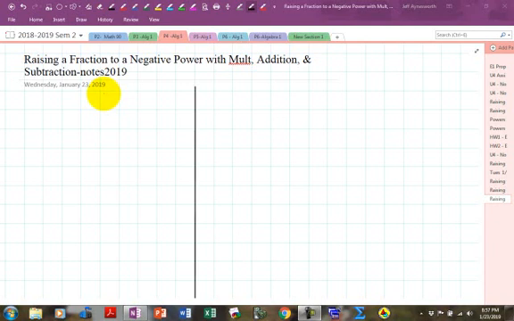All right, everybody, this is Mr. Ainsworth, and we're going to get into how to raise a fraction to a negative power and bring in a little bit of multiplication, addition, and subtraction too. All right, so we need to start with the basics, okay? So what we're going to do is start off with base 1/2.